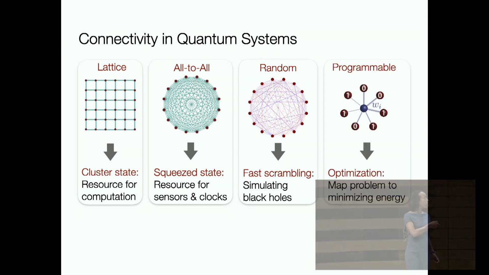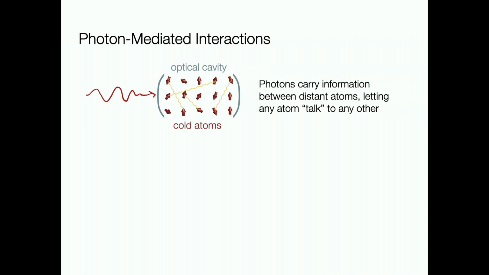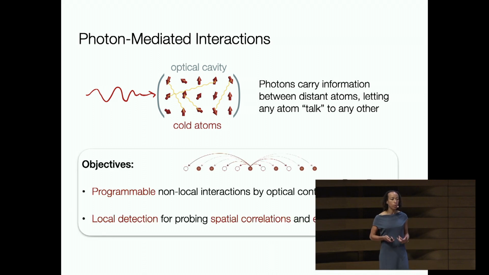And if I have a high degree of programmability of interactions in the quantum system I build in the lab, then I might be able to take some real-world problem, like an optimization problem, and map it to minimizing the energy of this well-controlled quantum system. So we would love to have more versatile control over the graph of interactions in these cold atom systems that we build in the lab. The approach that we take in our group is to use light to mediate interactions among atoms. We trap atoms within an optical resonator that allows, in principle, any atom to talk to any other in a way that's mediated by a single mode of light.